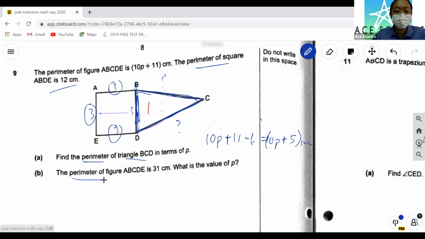Okay, next. The perimeter of figure ABCDE is 31. What's the value of P? Because I know 10p plus 11 equals 31, now I need to identify what P is. This means 10 times something plus 11 equals 31. So 10p must be equal to 20. So P must be equal to 2 because 10 times 2 equals 20. So P equals 2. Okay?